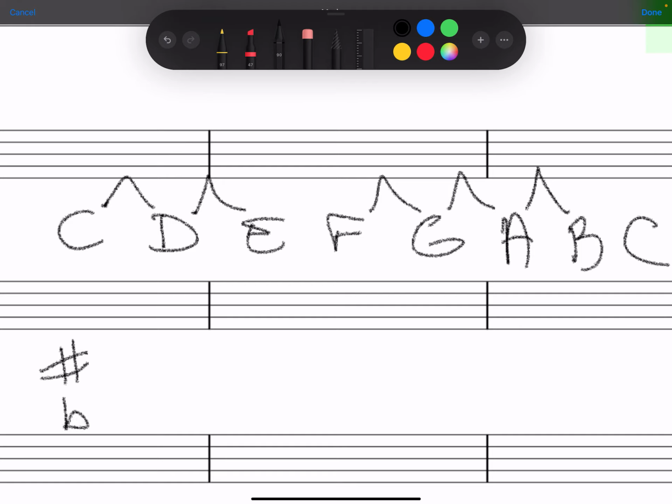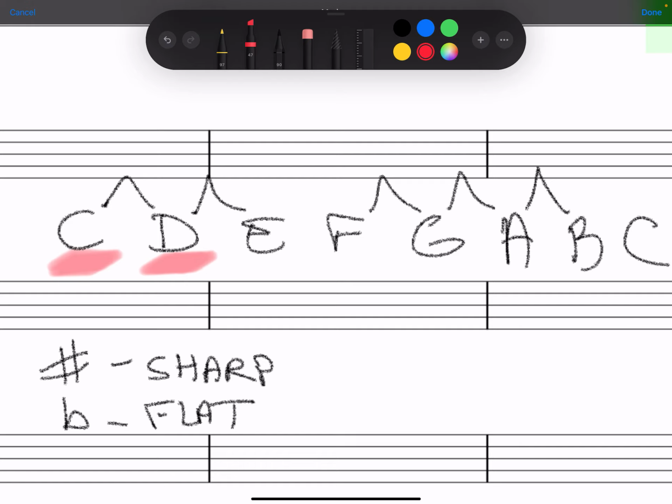And we use the term sharp or flat to identify these notes. The sharp is the pound sign or the hashtag sign, and then the flat is a lowercase b. And very simply put, sharp means the note gets a little bit higher, flat means the note gets a little bit lower. And so in between the notes C and D, we have this thing that we identify as C sharp.